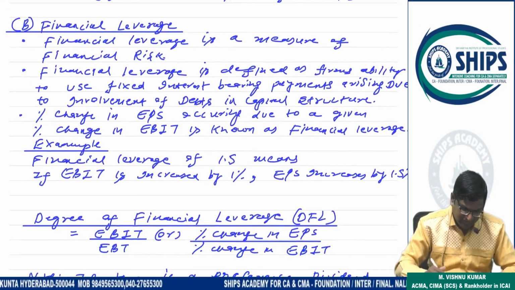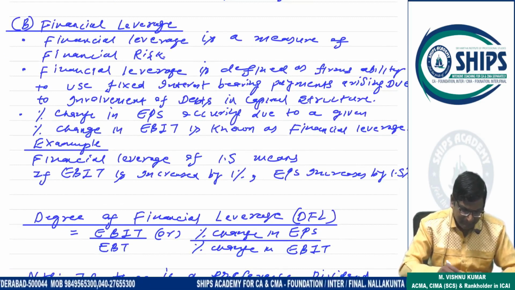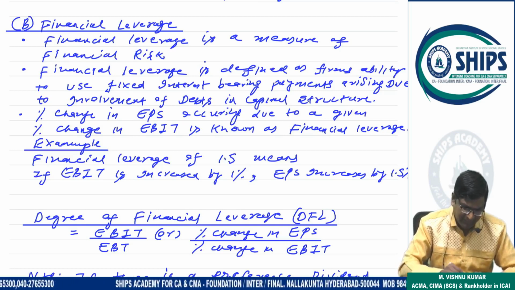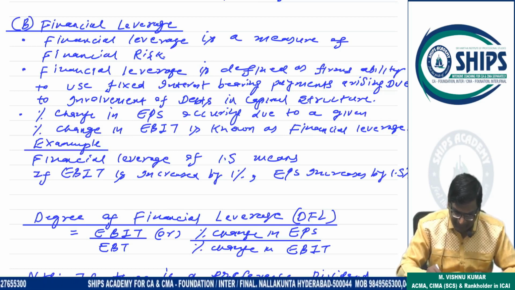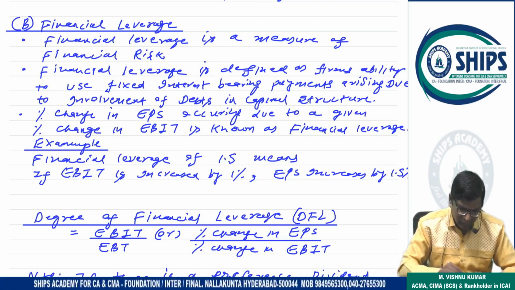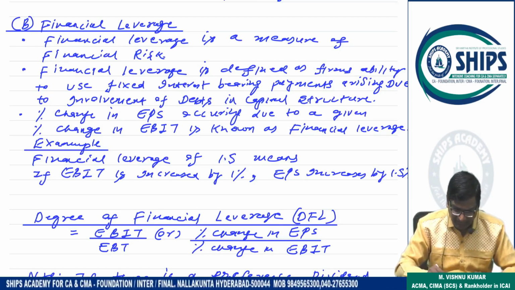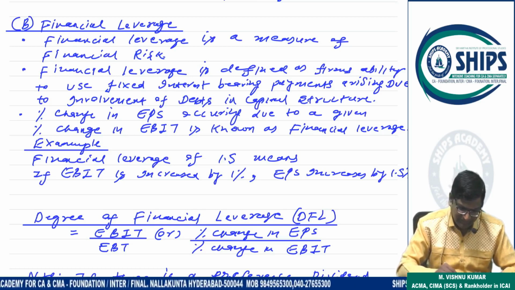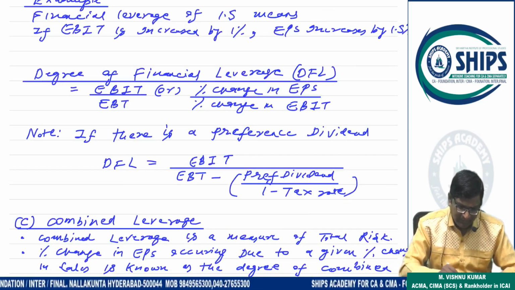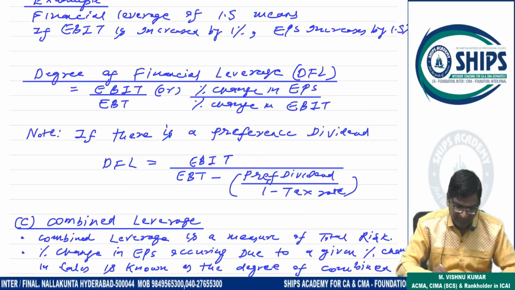Okay, so next is financial leverage. Financial leverage is a measure of finance risk. Financial leverage is defined as the firm's ability to use fixed interest bearing payments arising due to involvement of debt in capital structure. So the percentage change in EPS occurring due to a given percentage change in EBIT is called what? Financial leverage. So what are the two formulas? EBIT divided by EBT, or percentage change in EPS by percentage change in EBIT.